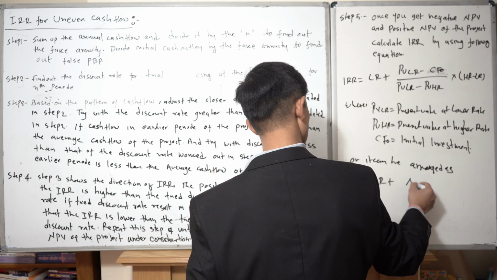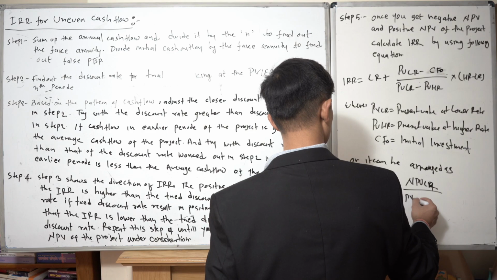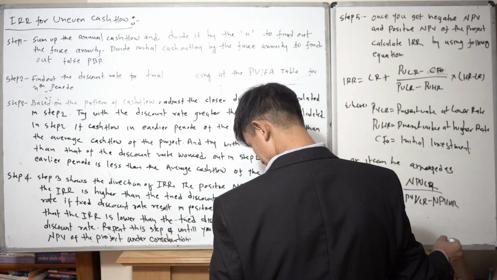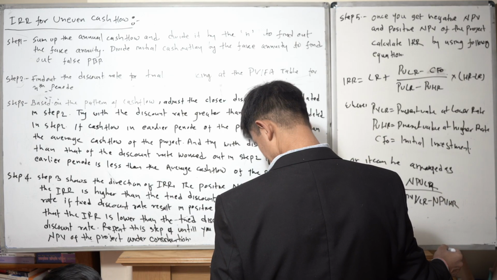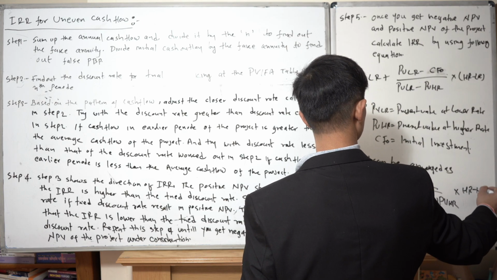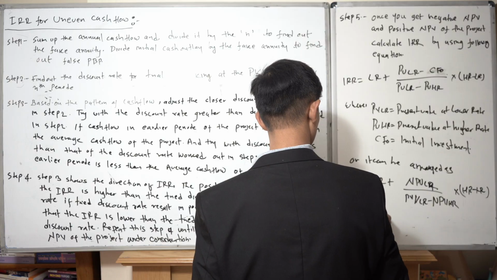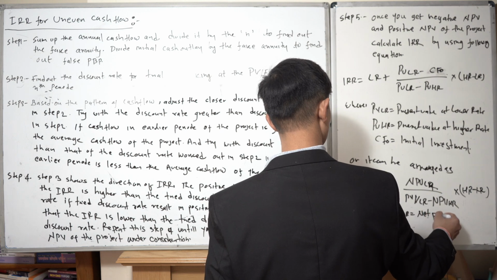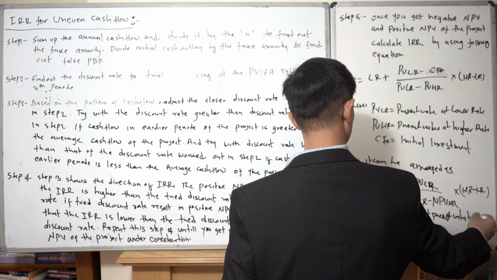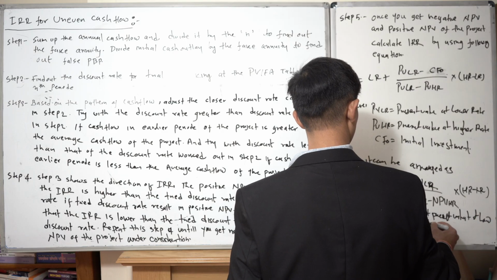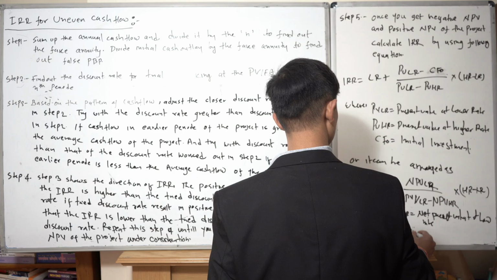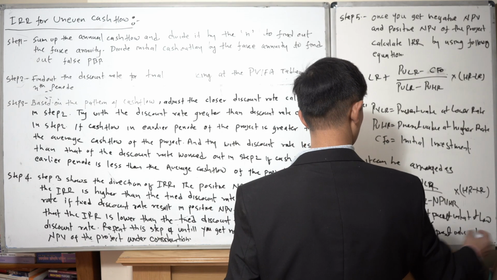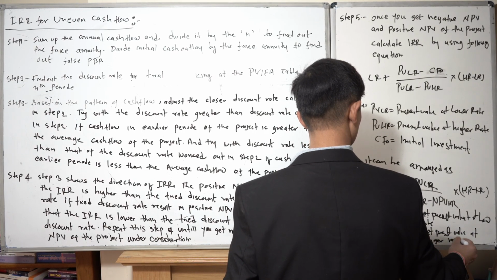Lower rate plus net present value at lower rate, divided by net present value at lower rate minus net present value at higher rate, multiplied by higher rate minus lower rate, where NPV/LR is equal to net present value at lower rate, and NPV/HR is equal to net present value at higher rate.